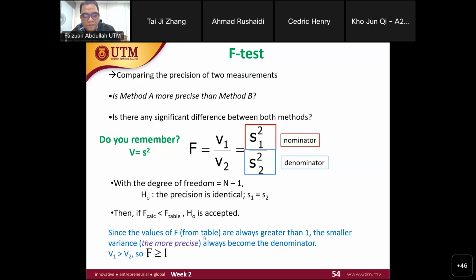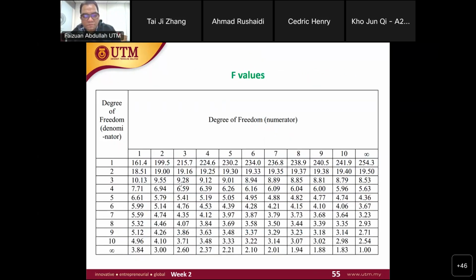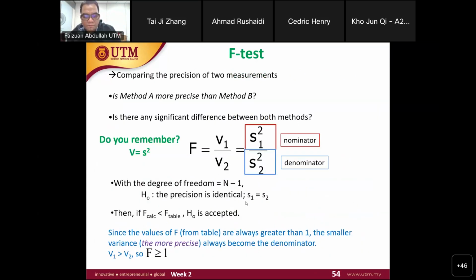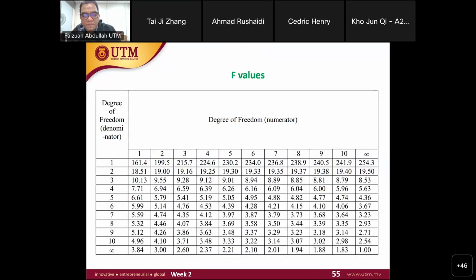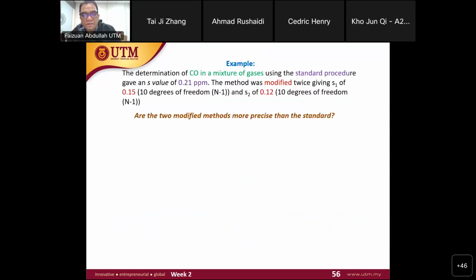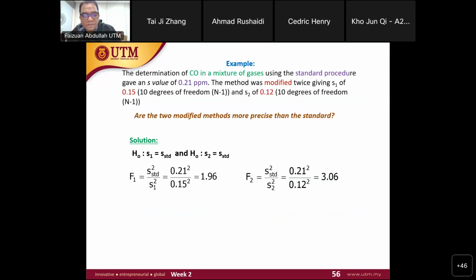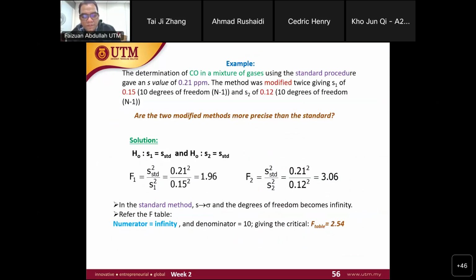Since the value of F from the table is always greater than 1, of course, look at the table, the F value is always greater than 1. The smaller variance, the more precise, always becomes the denominator, meaning that the new method always becomes the denominator, and the standard method must become the numerator. The numerator for the standard method is normally infinity, and the denominator is 10, giving the critical F table value of 2.54.